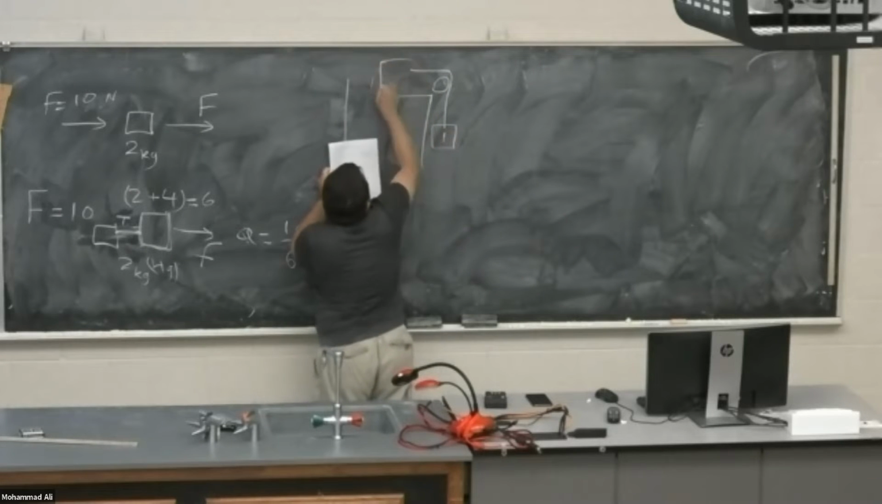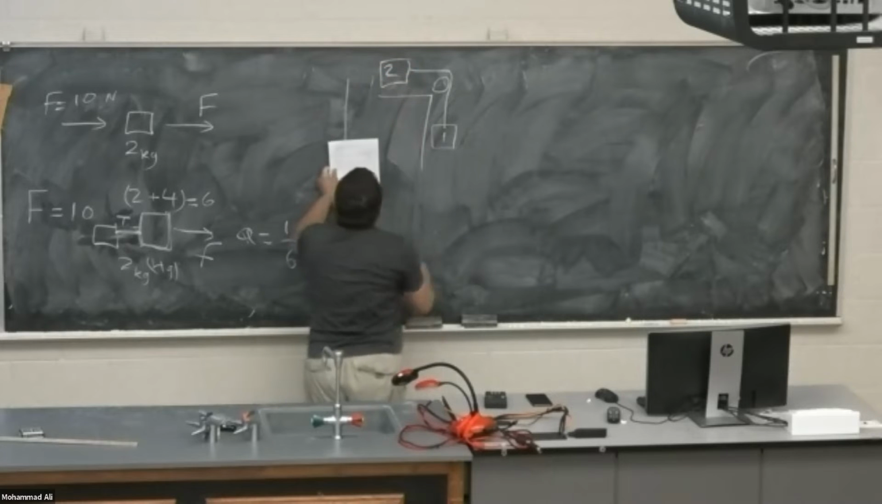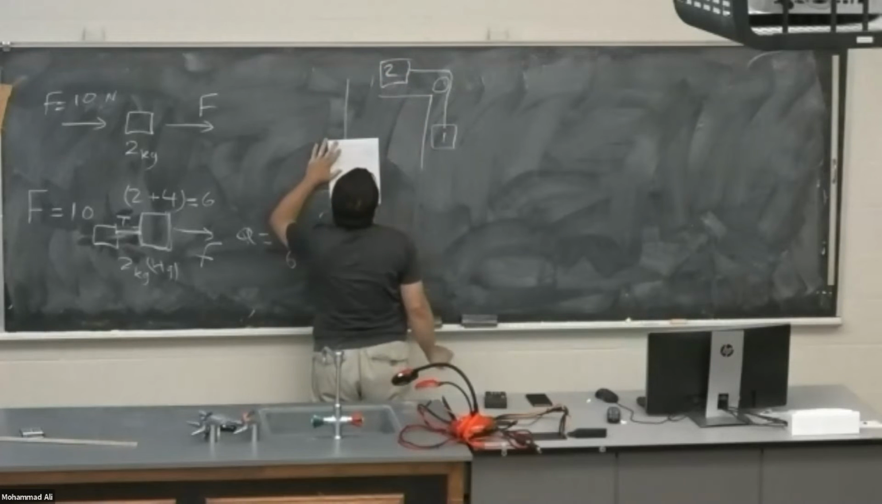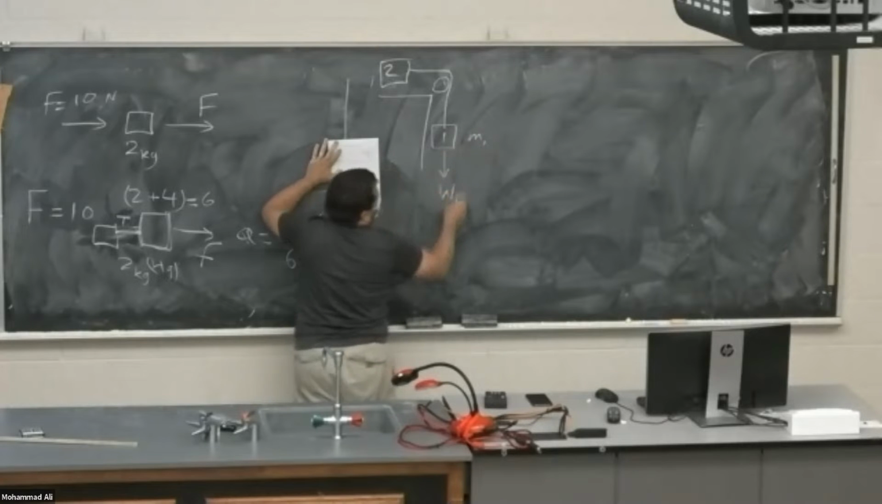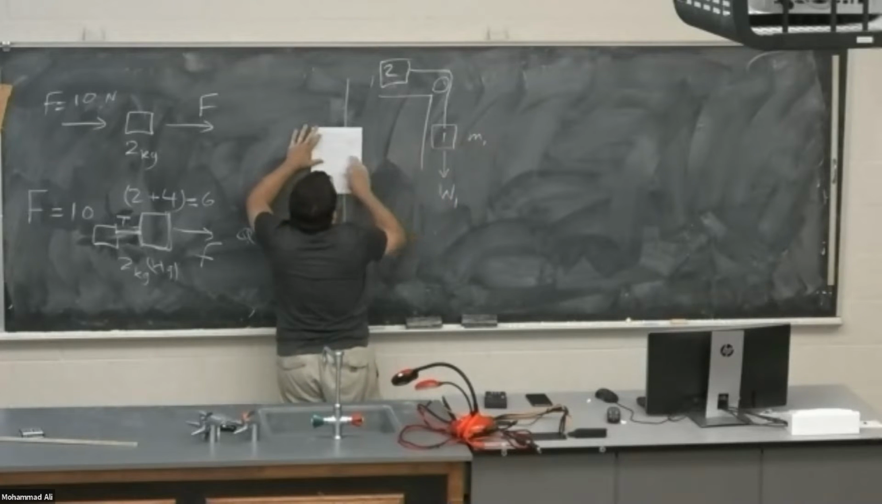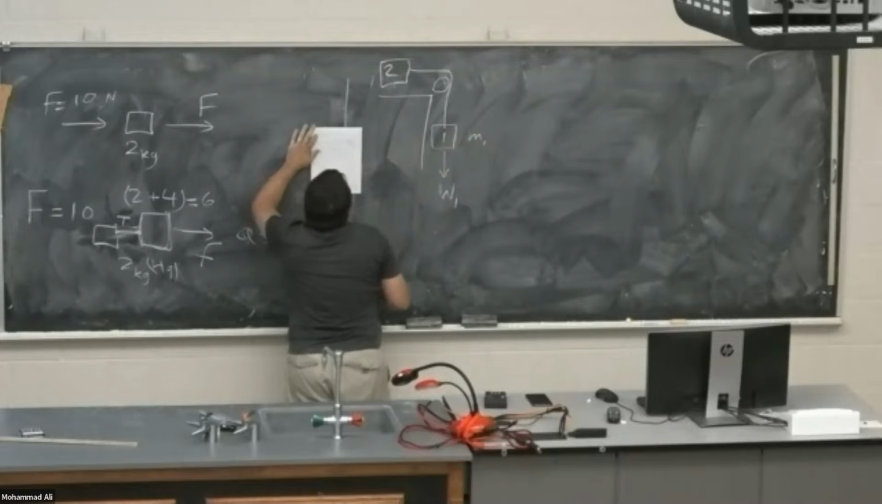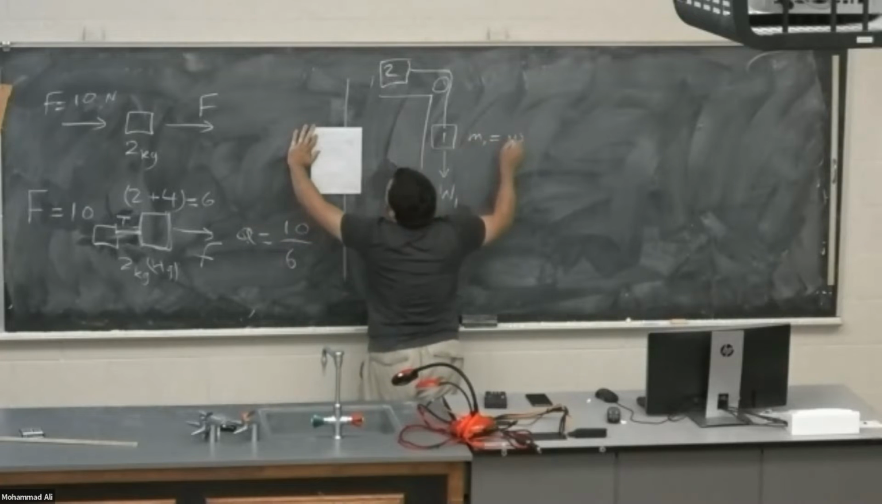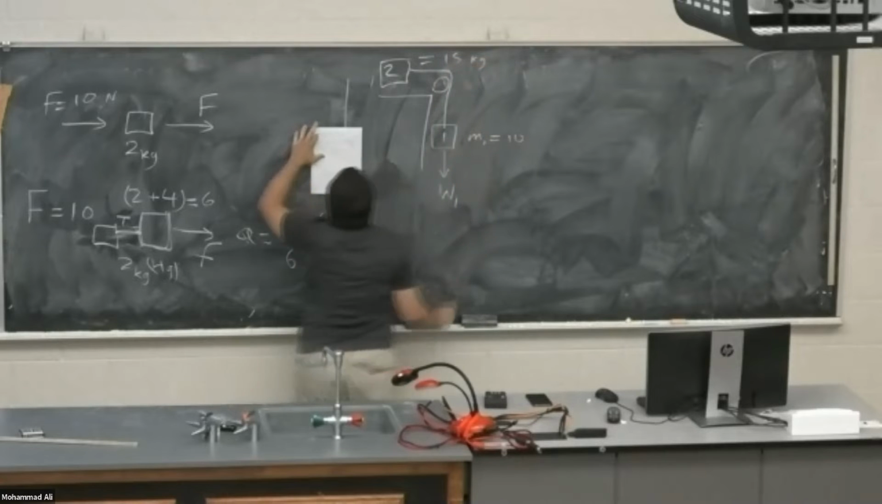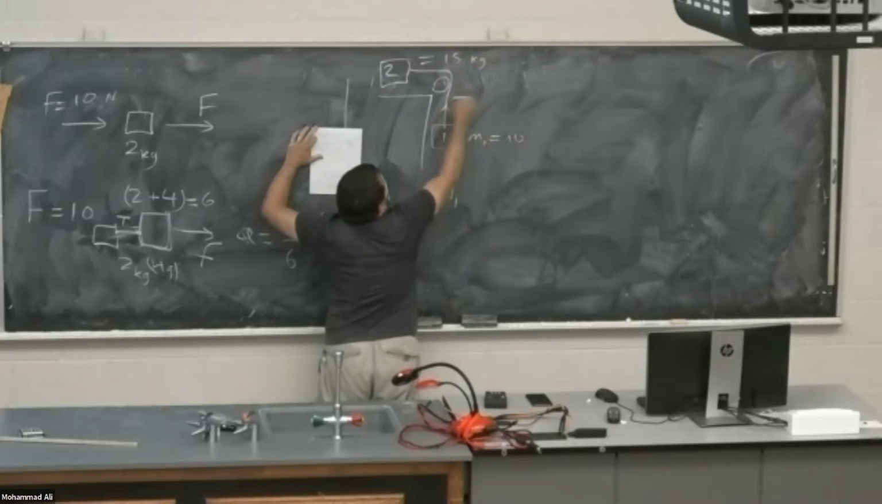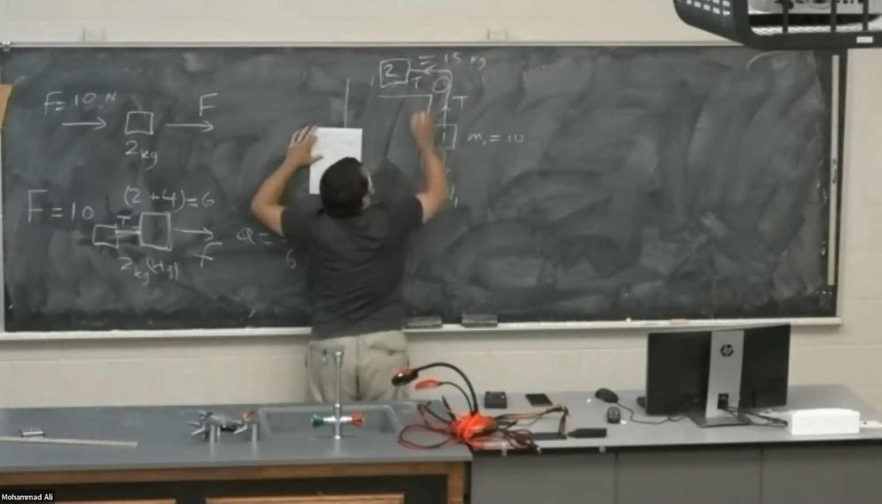This is the first object, this is the second object. We have the first mass and we have the weight from the first mass. If the first mass is equal to 10 kilograms, this is equal to 15 kilograms. And we have a tension force here, which is the same as the tension force here.